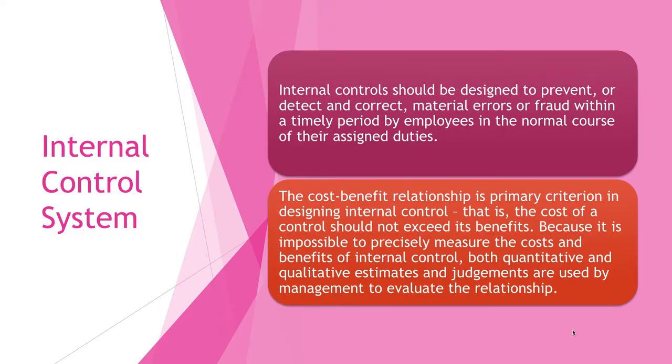Okay, so let's continue on internal control. Internal controls should be designed to prevent or detect and correct material errors or fraud within a timely period by employees in the normal course of their assigned duties. The cost-benefit relationship is the primary criterion in designing internal control. Even if you wanted to employ as much internal control as possible, if it costs more than the benefit, then you cannot employ that. That is, the cost of a control should not exceed its benefits.